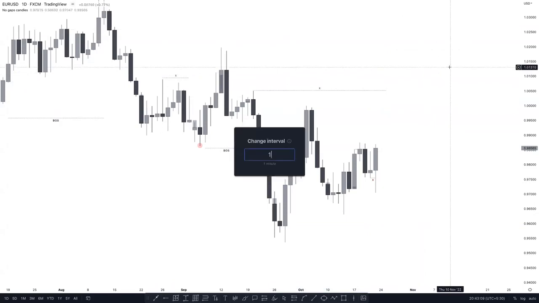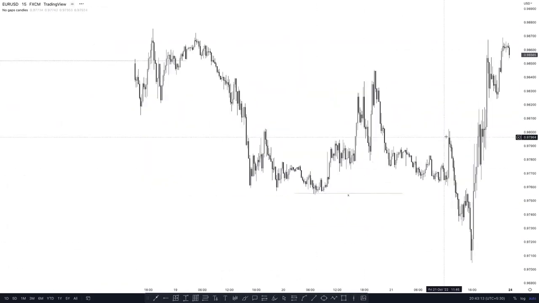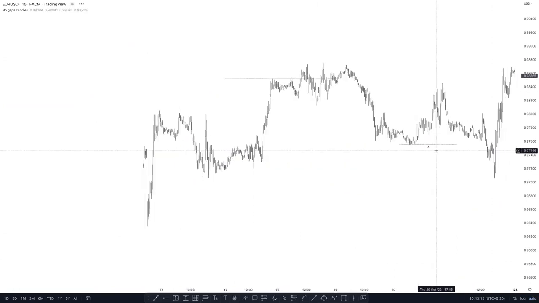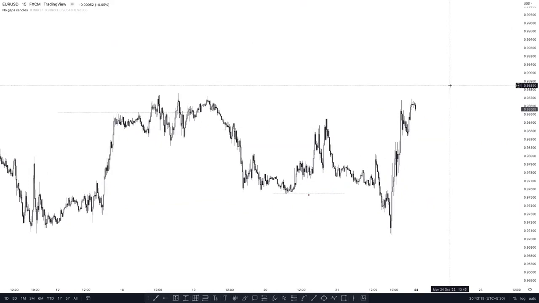Now switch to the 15 minute to see exactly what is happening here. Everyone mark the 15 minute market structure here. Mark the 15-minute major high, low, and inducement.